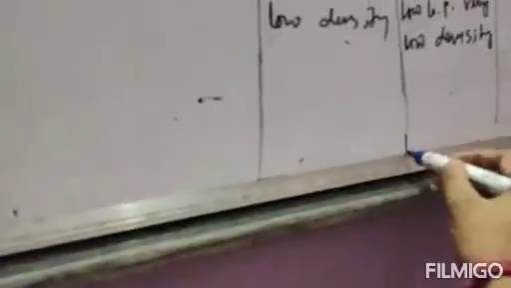Now property number 4. Solids are not compressible. Why? Because solids have a definite shape and definite volume. All the molecules in solid are closely packed. That is, the intermolecular force of attraction is very strong and intermolecular distance is very less. That's why solids cannot be compressed. Clear?